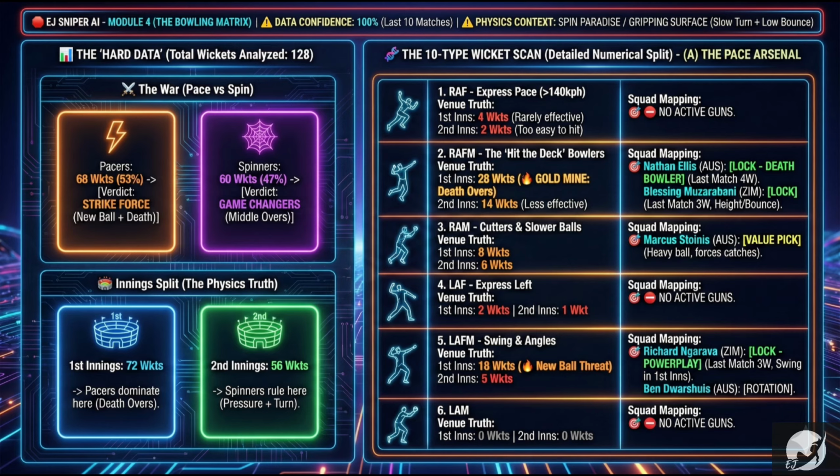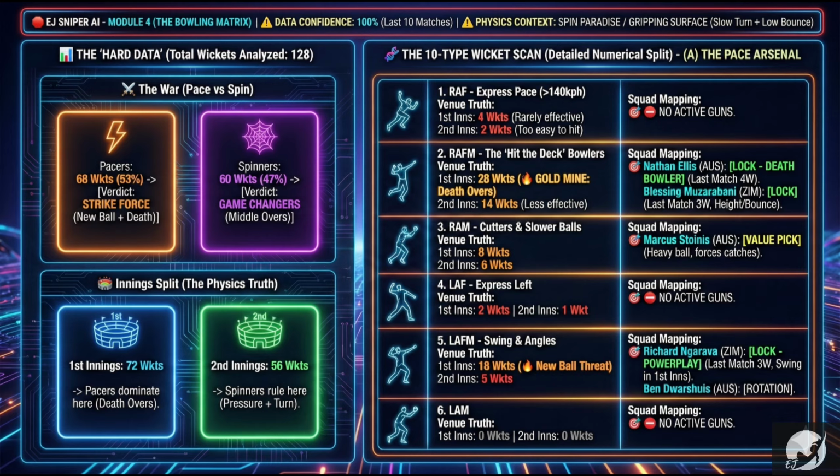Not all speed works here. Look at Category 1, Express Pace. The data shows no active guns. High speed just travels faster to the boundary. The real money is in Category 2, RAFM, the hit-the-deck bowlers. 28 wickets in the first innings.